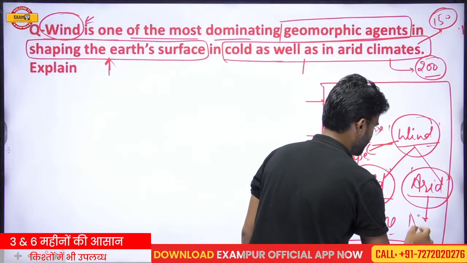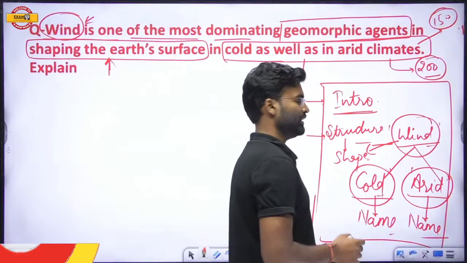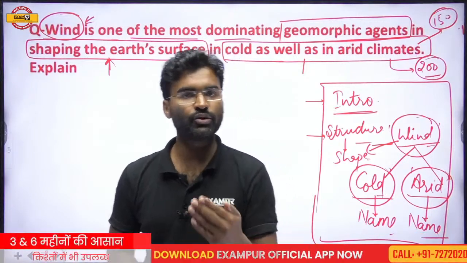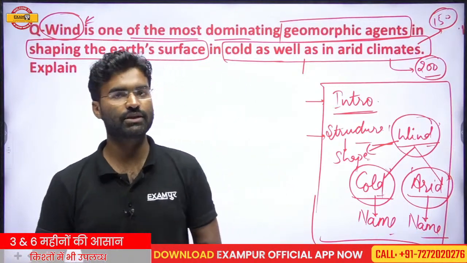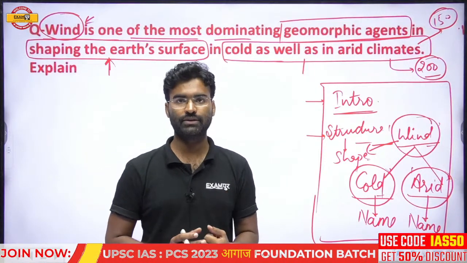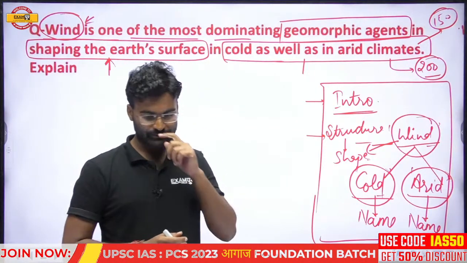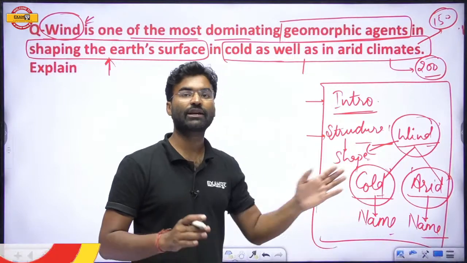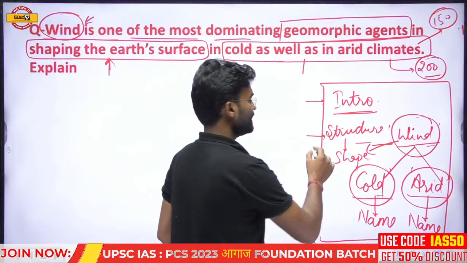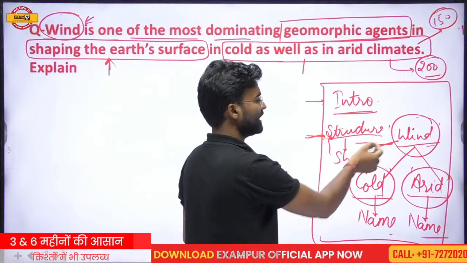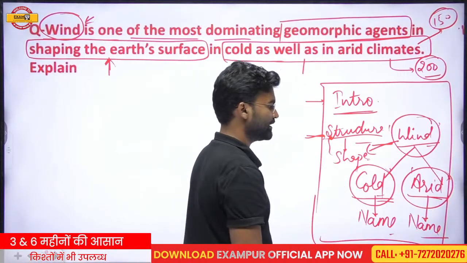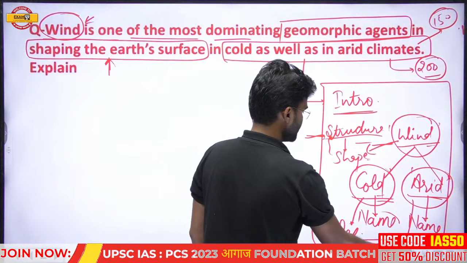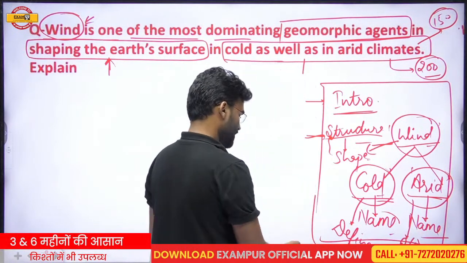And what is the role? What is the name of the structure? You should mention it in your answer. If you have the space, if you have the scope, you can explain or define those particular structures. So firstly, you should make this type of draft in the rough work area. Main body: the structure and shape made by the wind in the different regions, cold and arid, and define those structures and shapes in both areas, and then conclude your answer.